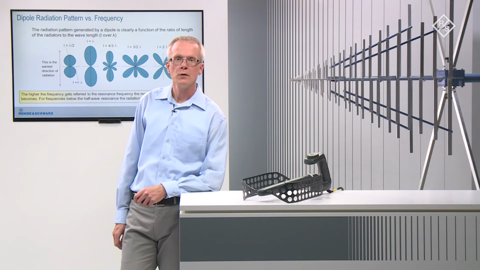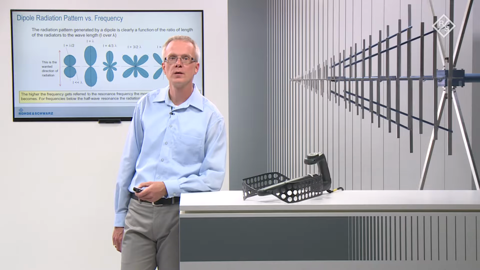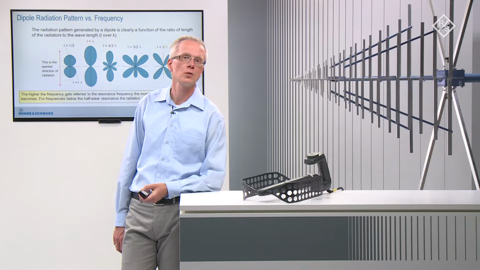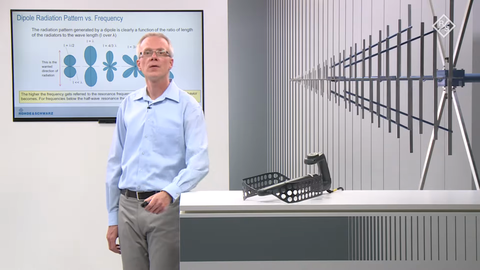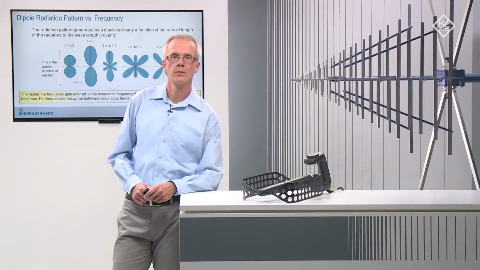The length to wavelength ratio of the dipole does not only have an effect on the input impedance, but also on the radiation pattern of the antenna. Due to the fact that the current distribution significantly changes with increasing length, the radiation pattern will also be affected. The sketches above show what happens if we increase the length to wavelength ratio of the dipole.